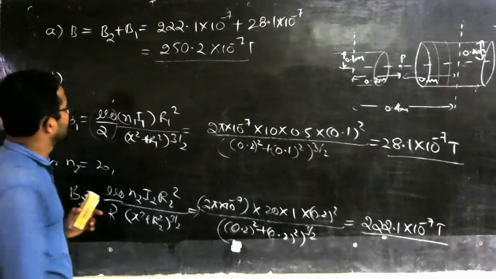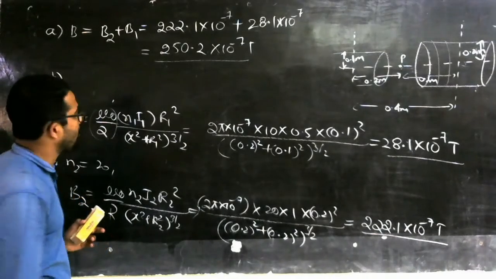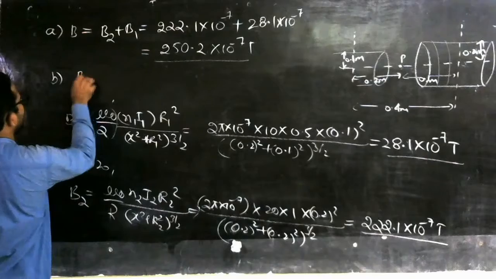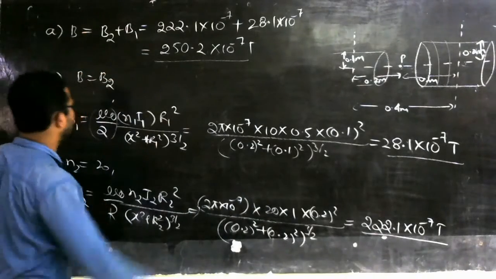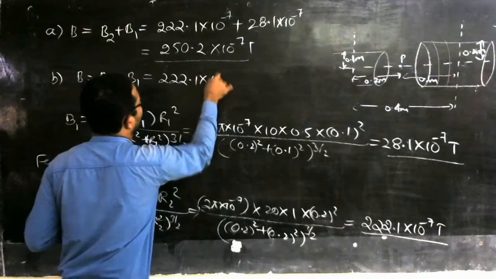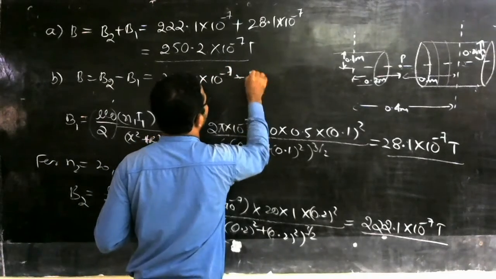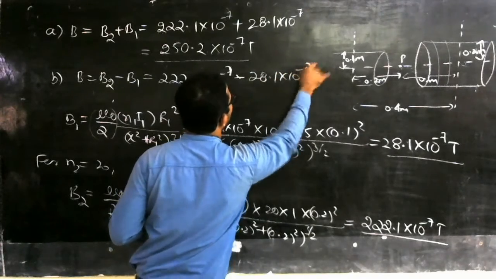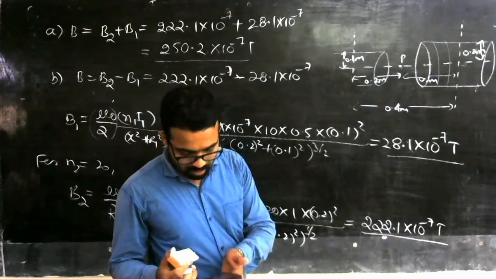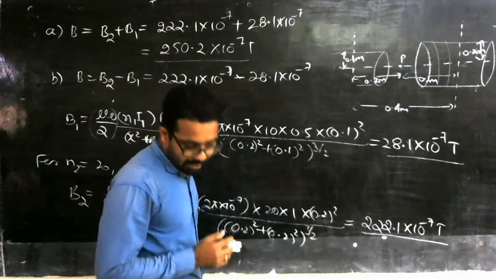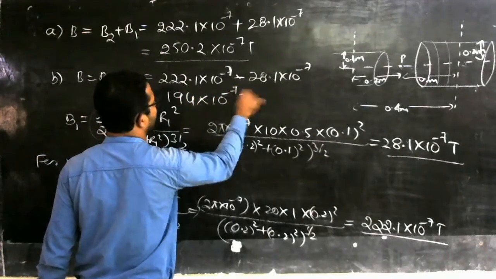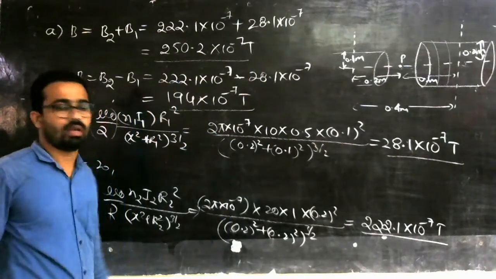Similarly, for the second, the currents are in opposite directions. Then what I told you, to find the magnetic field, we should subtract the magnitude of one from another. So B is equal to, we write the higher value at the beginning, otherwise it will get a negative sign, B2 minus B1 is equal to 222.1 into 10 to the power minus 7 minus 28.1 into 10 to the power minus 7. If you subtract this, you will get 194 into 10 to the power minus 7. So this is the answer for this question.